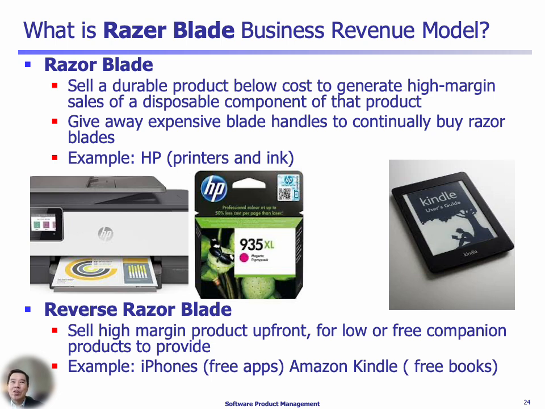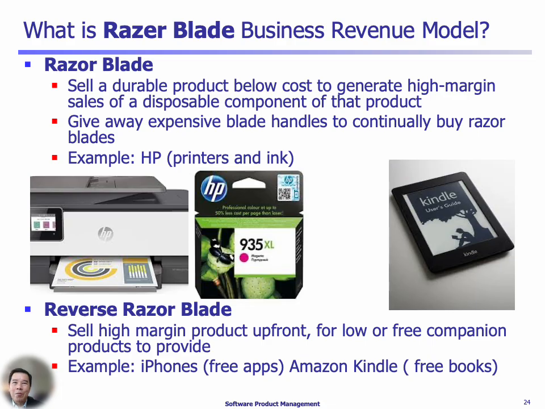And there is a reverse version of this razor blade. So what happens here is the upfront thing is expensive. It's like an iPhone or Amazon product that you have. And then the individual apps or the free apps that you can get inside are the services that you have. This reverse razor blade works usually only if you already have an ongoing platform or an ecosystem, so that people know there are free apps out there, free books out there that they can get from the expensive upfront version, versus the other one, which is the cheap upfront.